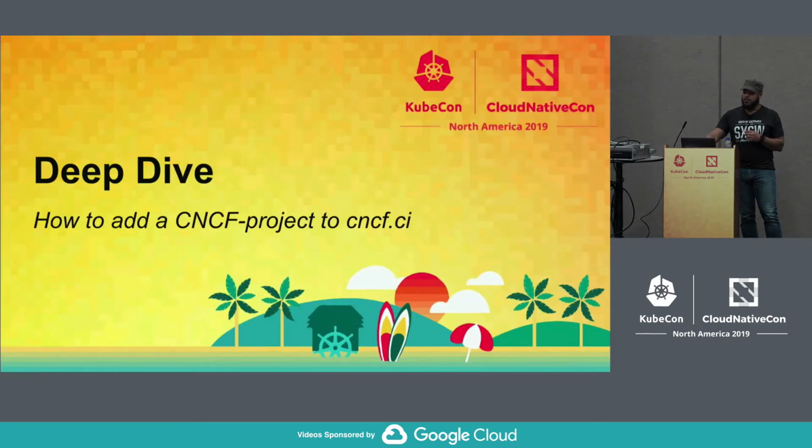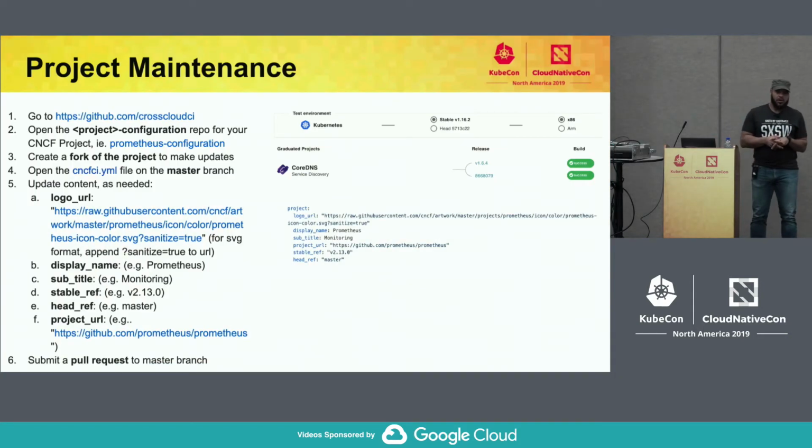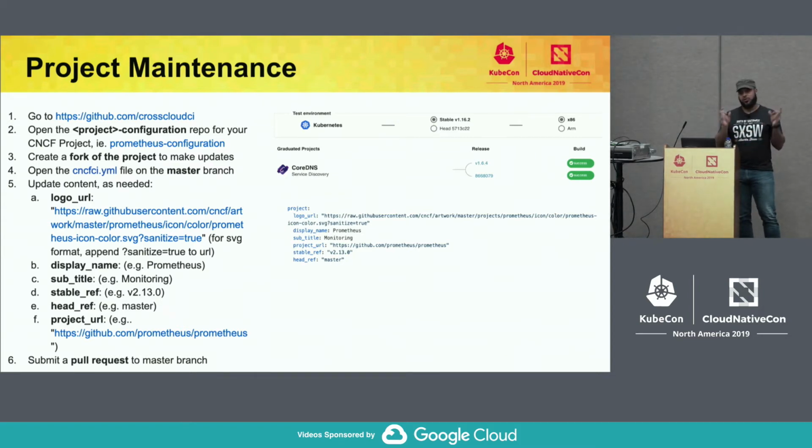So now we're going to go into the deep dive. How to add a project. So as a project maintainer, a quick show of hands, are there any contributors here to any of the CNCF-hosted projects? Okay. As a project maintainer, the first thing that you're going to do is go to Cross-Cloud CI and go to your project name - configuration. And within that repo, you're going to go ahead and fork it. And then go ahead and take a look at CNCF CI YAML. And that's where you're going to be doing most of your configuration, or really all of your configuration.